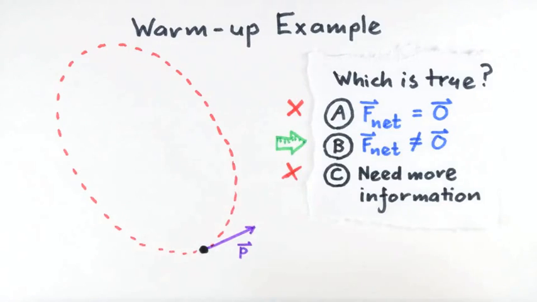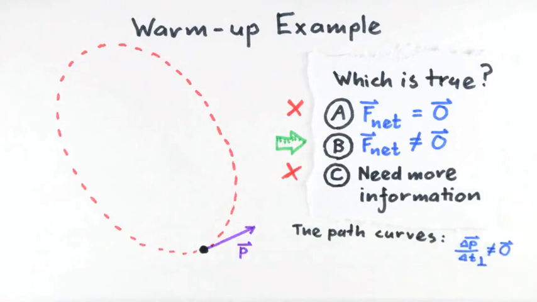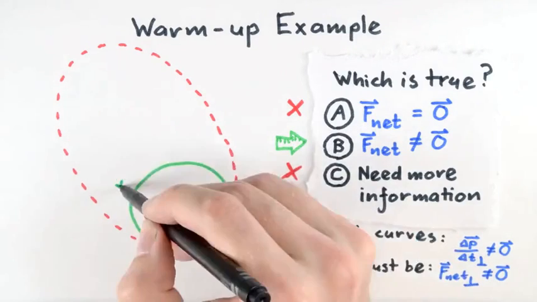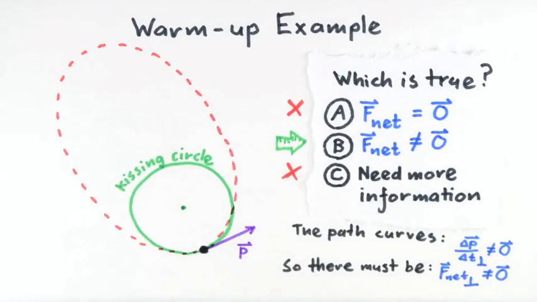We learn this from observing the motion and applying Newton's second law. We see the path of the object is curving. This means delta p over delta t perpendicular is non-zero. We can even visualize delta p over delta t perpendicular here by recognizing the kissing circle, the circle that smoothly fits the trajectory at this instant, must look something like this. As we know, the direction of delta p over delta t perpendicular must be toward the center of this circle.